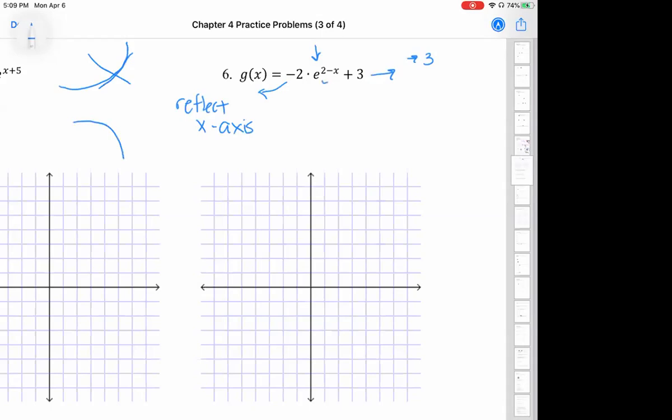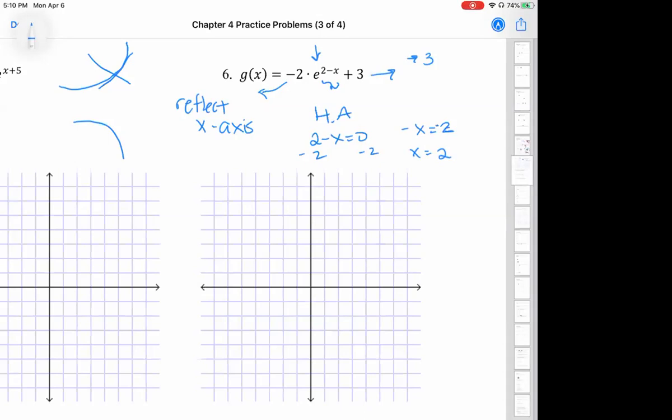And this affects our horizontal asymptote, right? It kind of flips it. So let's solve for 0 to see where that is. So 2 minus x is equal to 0, minus 2 minus 2. Negative x is equal to negative 2. So x is equal to 2. So our asymptote will be at, I'm sorry, I'm confusing it with logarithmic, right?